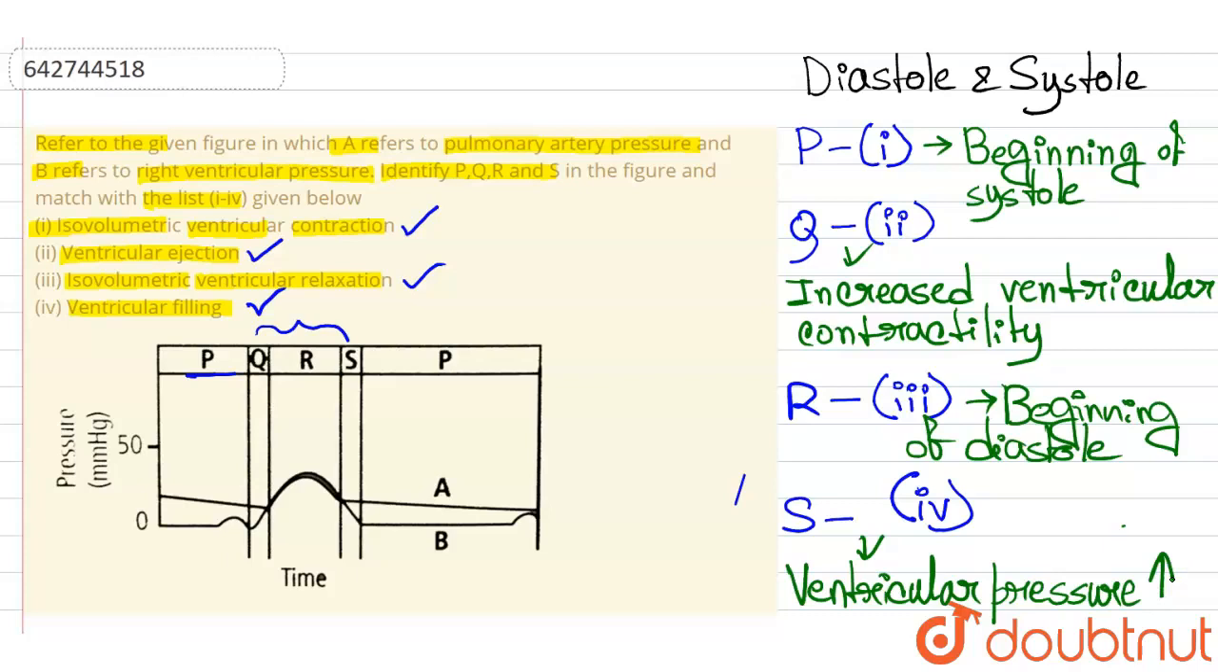So here the P, Q, R and S, the correct numbering will be firstly 1, then 2, 3 and 4.